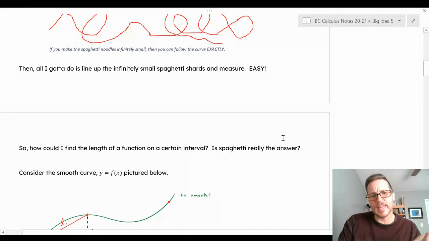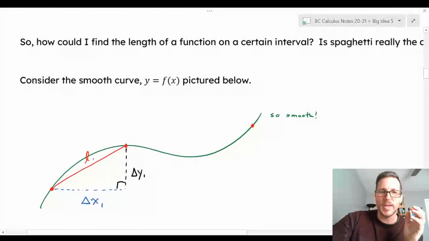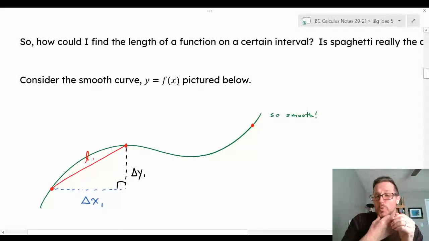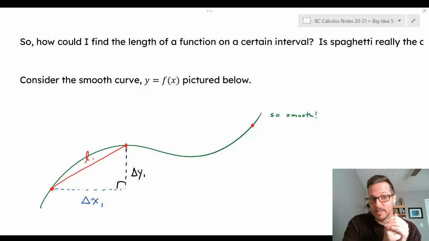So how do you find the length of a function on an interval? Spaghetti? No, not quite. Here's how we're going to do things. We're going to think about this smooth curve. We could find the length of this curve by laying these little straight red lines here, L sub 1. While it's not on the curve, if I could lay a bunch of those little lines along the curve, it would reasonably estimate the length of that curve.